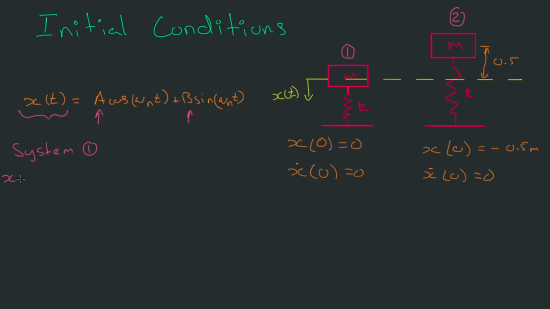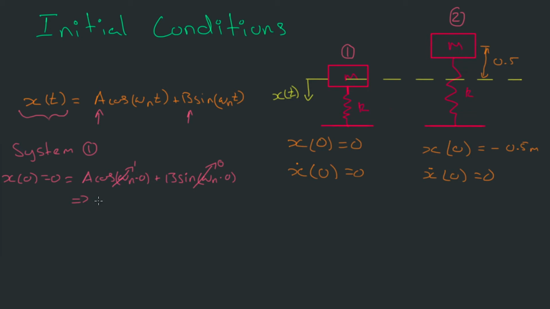So x of 0 is equal to 0, which is according to our initial conditions, which is also equal to A cosine omega n times 0 plus B sine omega n times 0. Now we can see that this is going to equal 0 inside the sine brackets, so this is 0, and we can see that the cosine here is going to equal 0 inside the brackets, which gives us 1.